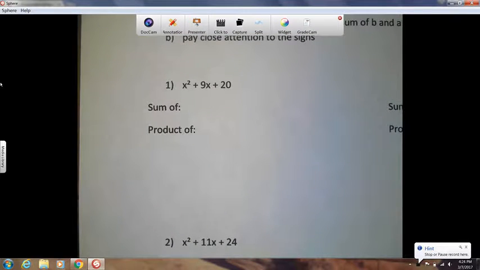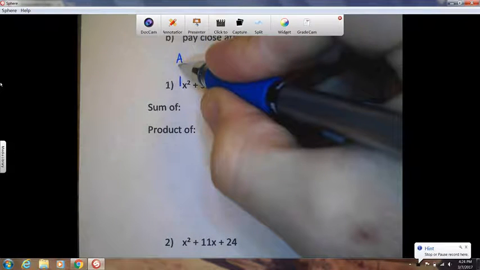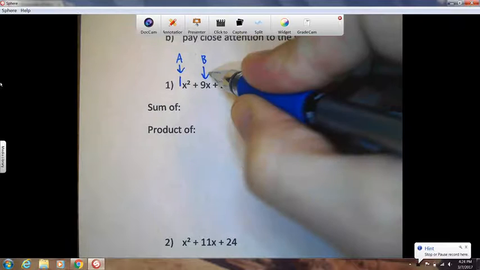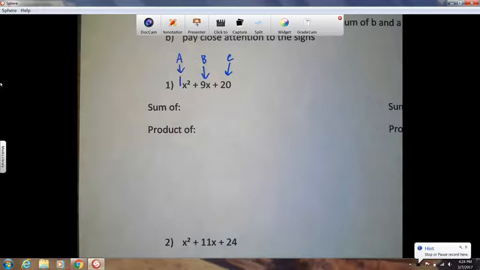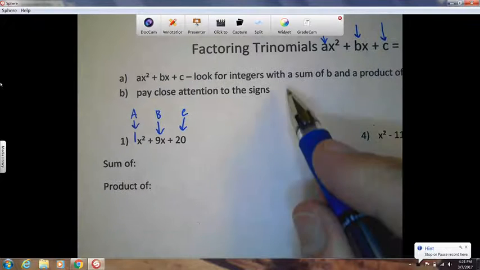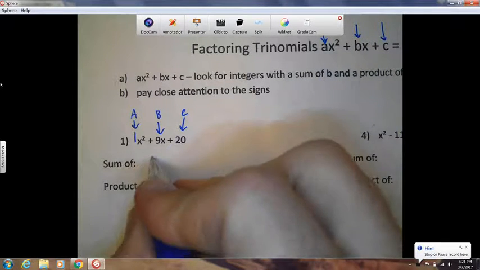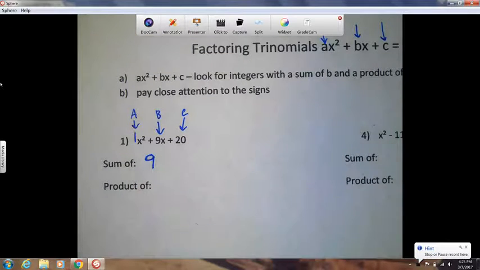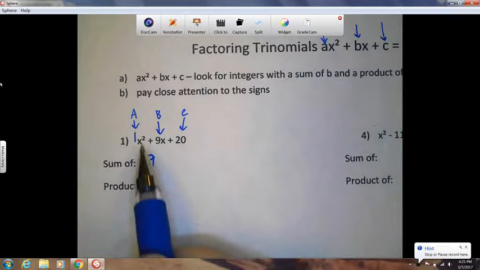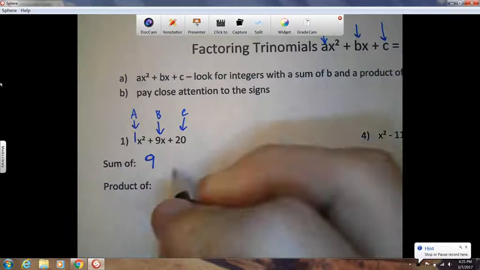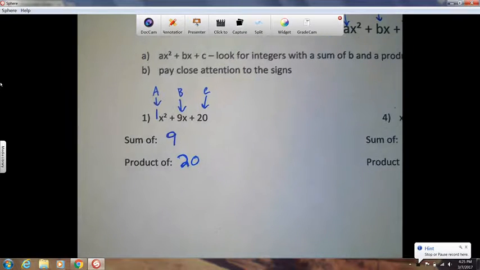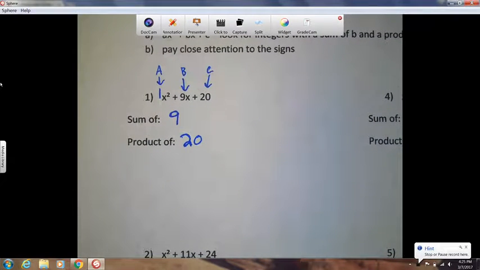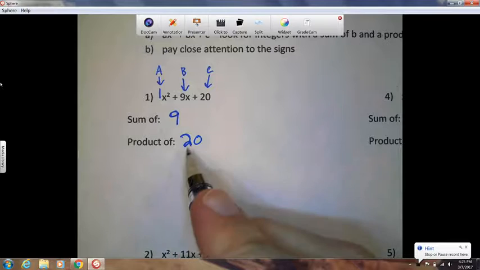First thing I'm going to do is write a 1 here, so I know that. So here's A, here's B, and here's C. According to what I'm looking for, a sum of B, so a sum of 9, and a product of AC. So AC is 1 times 20, and that's 20. So I have to figure out what numbers multiply to equal 20 but add to equal 9.